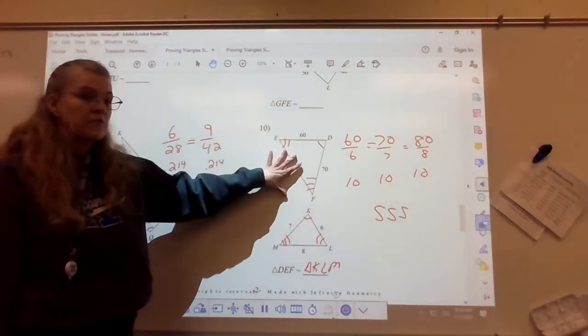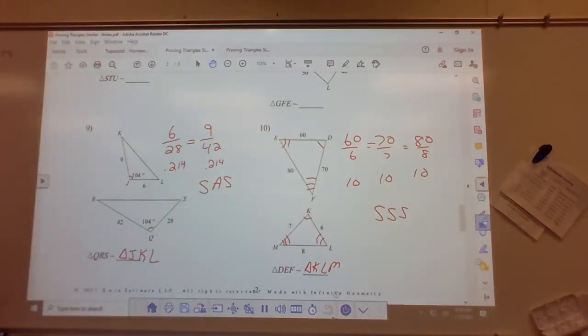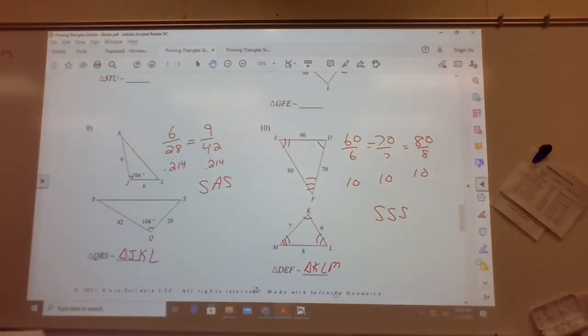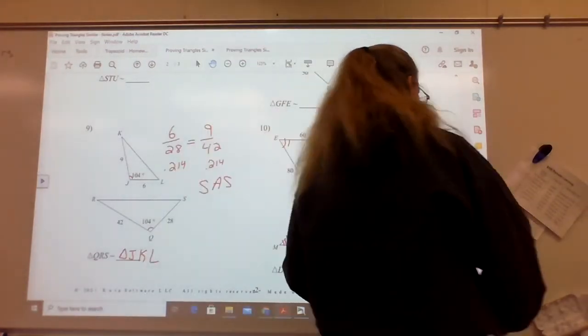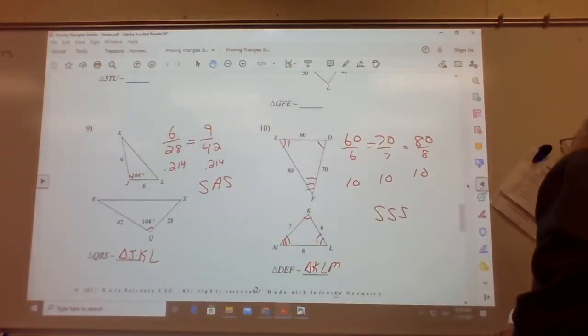This is another example of a side, side, side that works again. So that's 9 and 10. Last page. 6 to go.